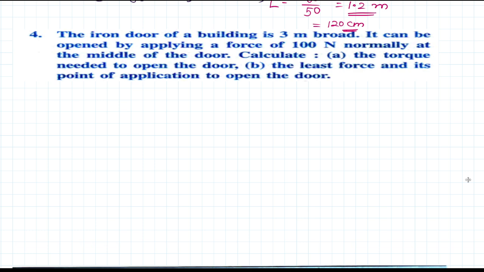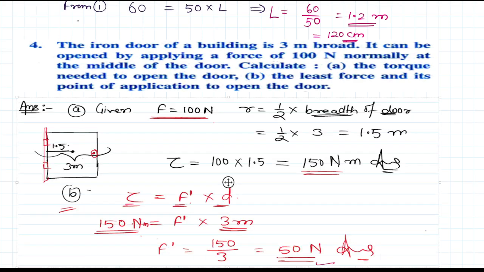So what will we do in this? It is given that force equals 100 Newton. The iron door of a building is 3 meter broad, so the total width is 3 meter. So this is the door, and this is 3 meter broad. Then the force given here is 100 Newton.